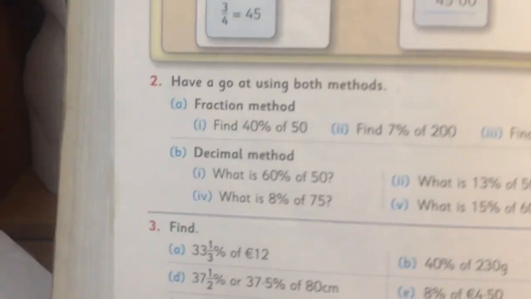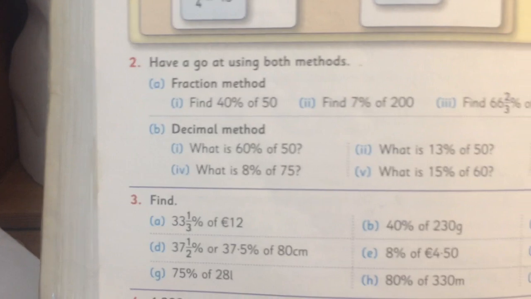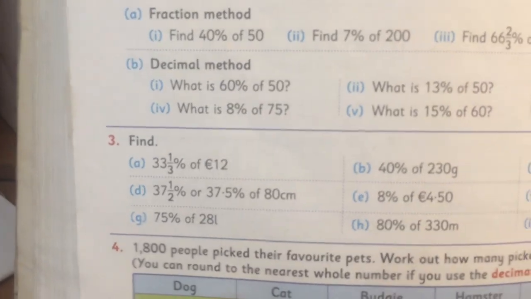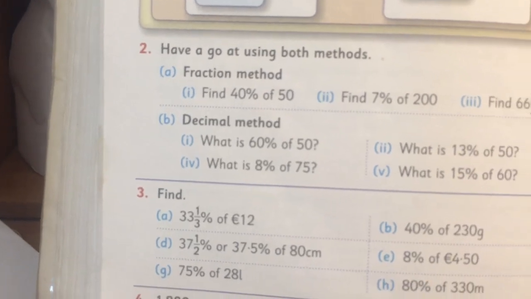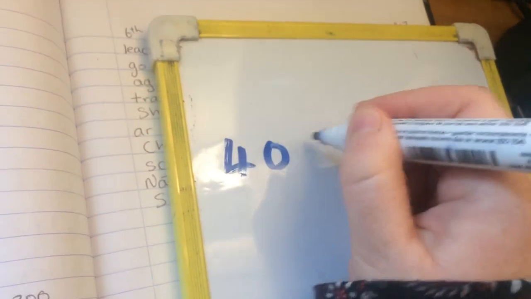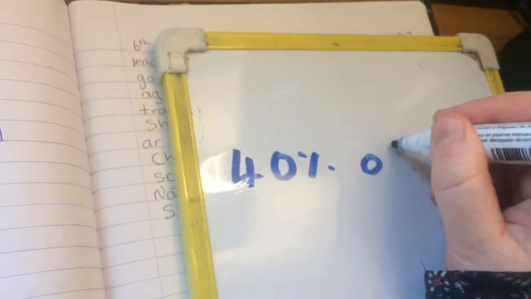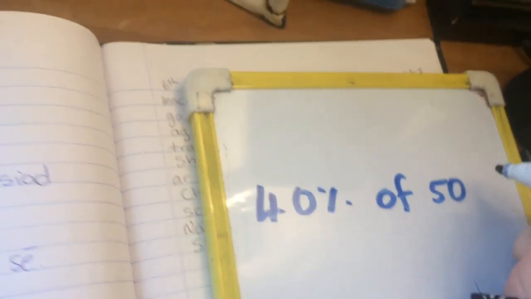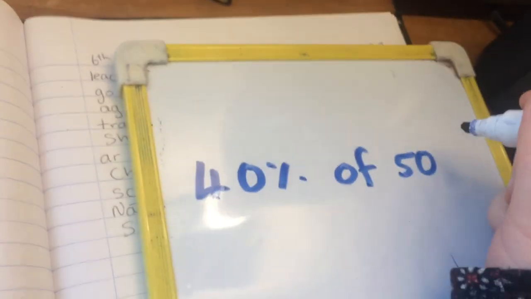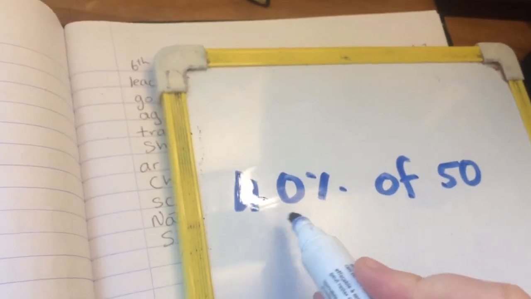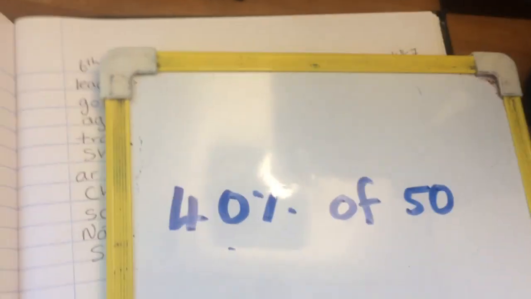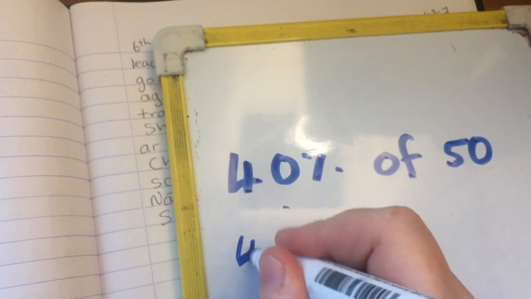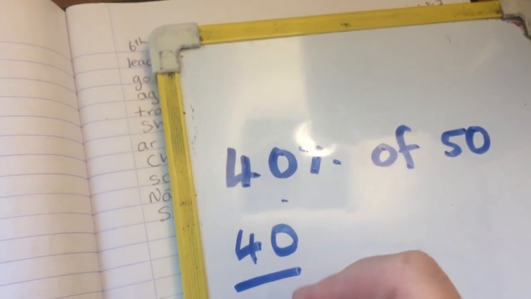Now, what they're asking you to do is try out each method. So let's try A first of all of question 2 there and use the fraction method. So we're asked to find 40% of 50. All right, 40% of 50. So we're going to use the fraction method. So we're going to turn this into a fraction. So how do we turn this into the fraction? Well, we know that it's out of 100. So 40 out of 100.